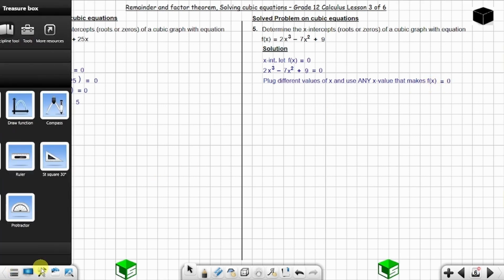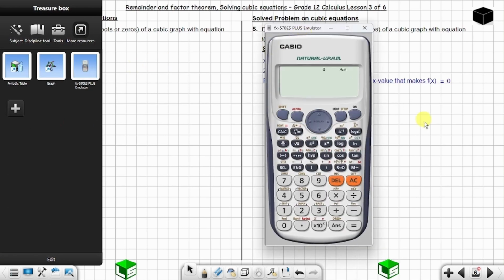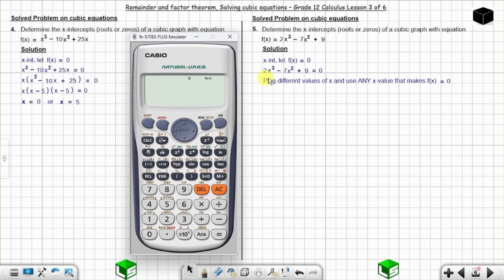Let me use my emulator quickly. Let me use −1. I'm going to plug −1 wherever I have x. I hope you can see that. So this works. −1 works. So I'm going to use x = −1.